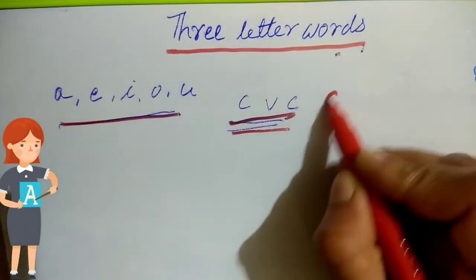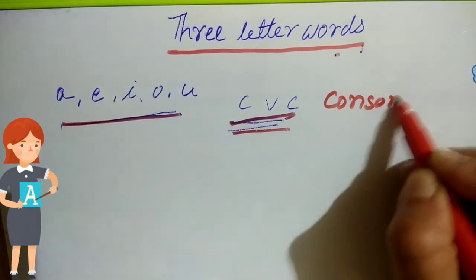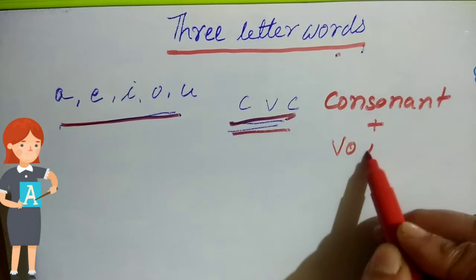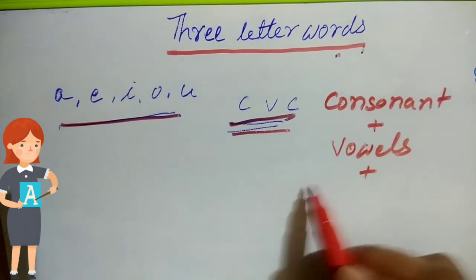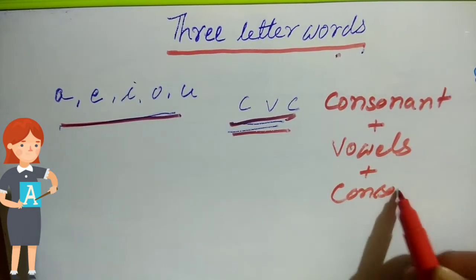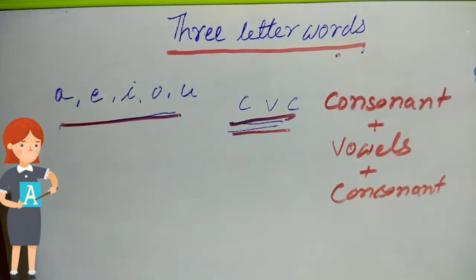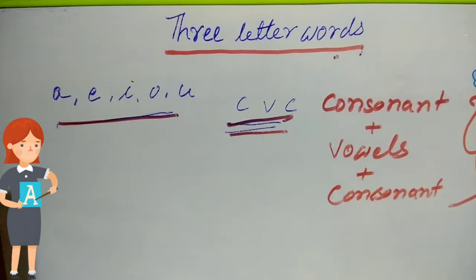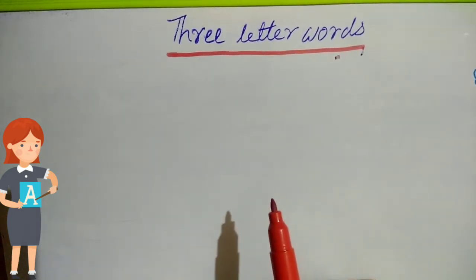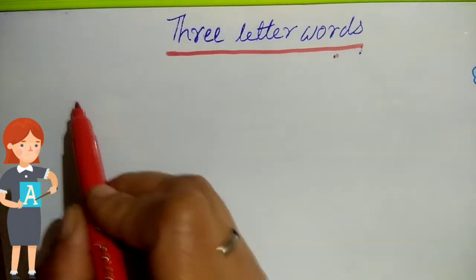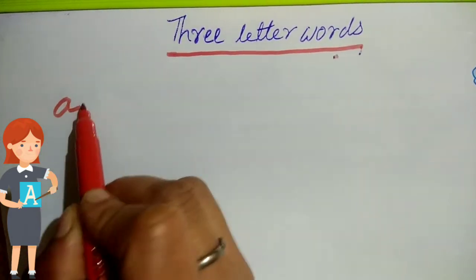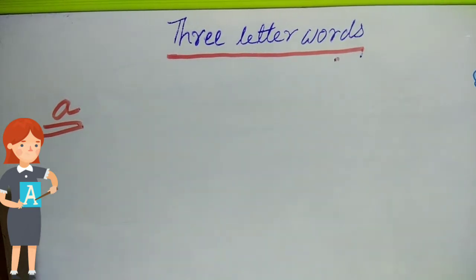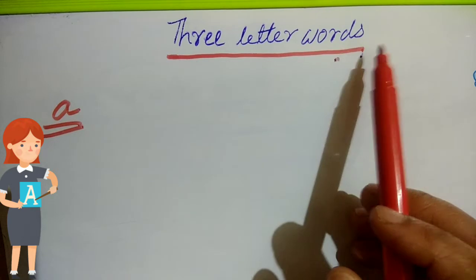That is, consonant plus vowel plus consonant. Okay, this is the CVC pattern. So now we will take the first vowel, A. Now, with the help of this vowel, we can start three-letter words.